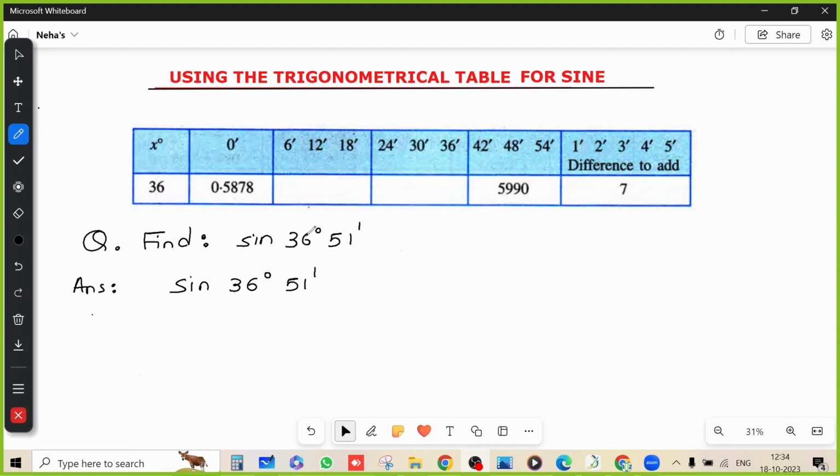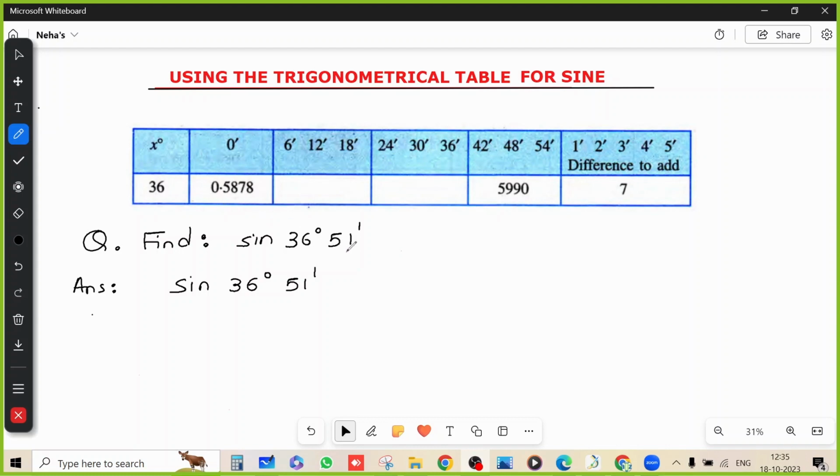So for that you will refer to the table of natural sine. You have to check the column under x, which means the degrees. So this 36 degree is mentioned over here. We will check the same row now. The value of 36 degree is equal to 0.5878.